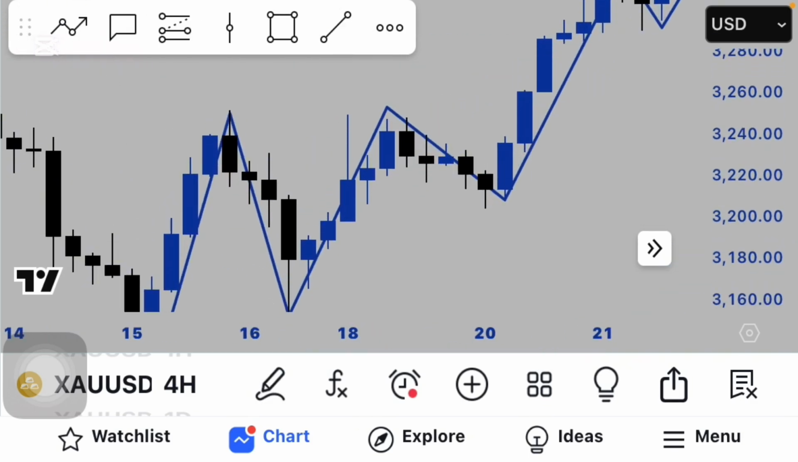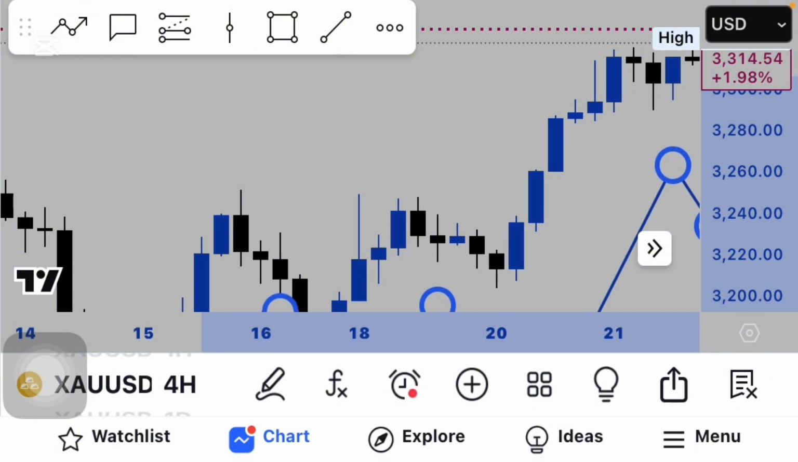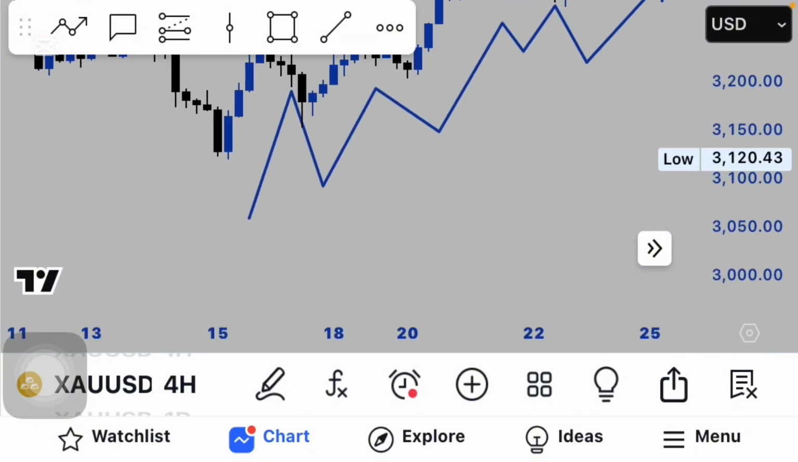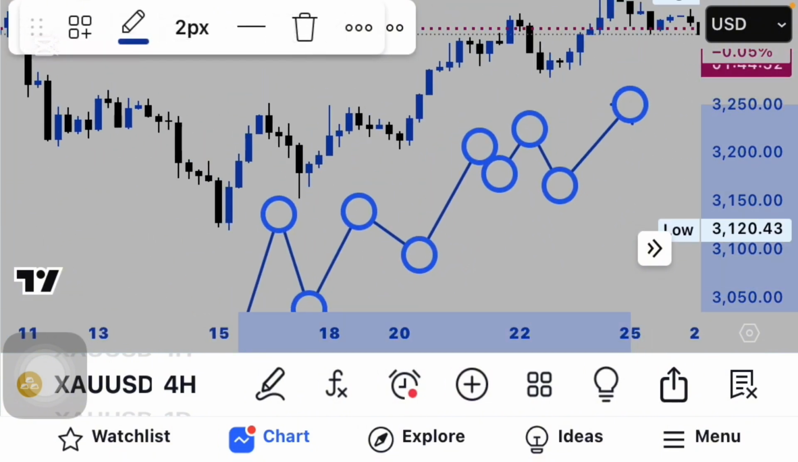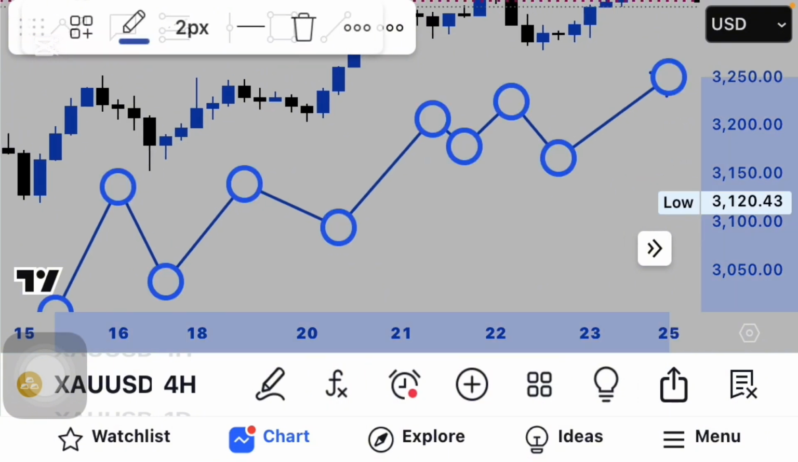All you're going to do once you do this is bring it out from the chart for it to be clear. Then ask yourself, what is the market doing? Is it making lower lows, lower highs, or what is it doing right now? What I can say from here is the market is making higher highs and higher lows. So I'm looking for a buy.